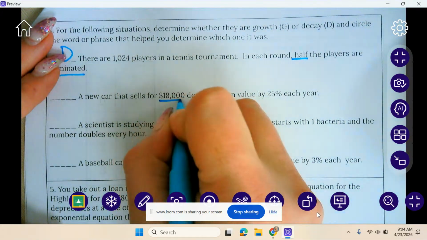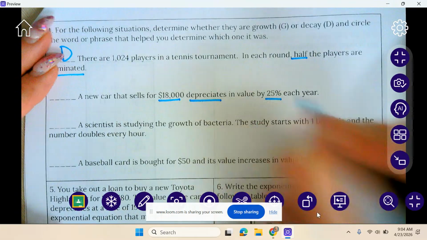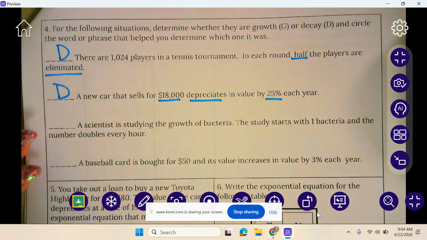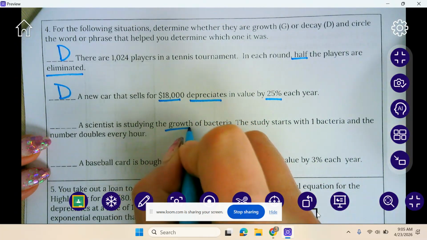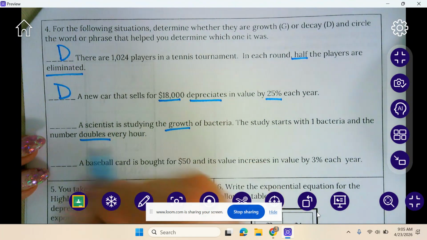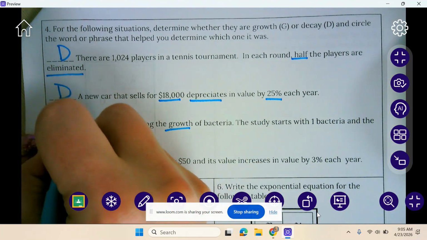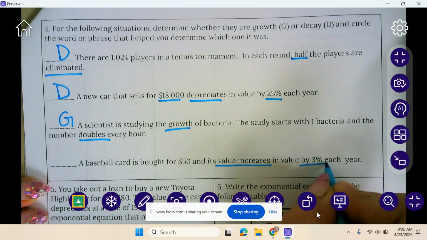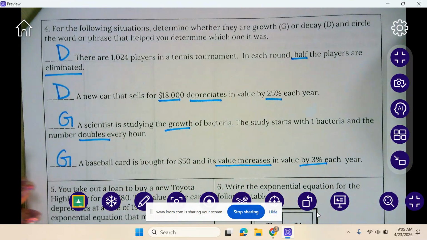So $18,000 depreciates 25% each year. That's also going to be decay. Growth of bacteria, and it doubles. So double means increase, so that's going to be growth. Value increases by 3% each year. That's going to be growth. Okay. Any questions on identifying the word problems?